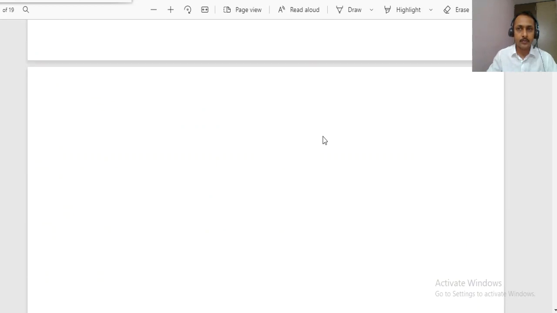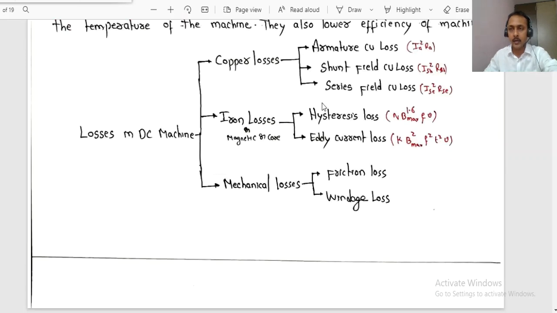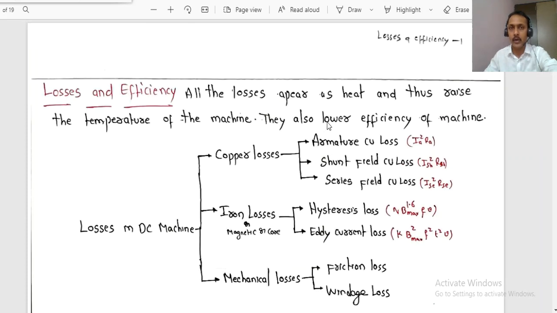If we observe any given system, don't think that the entire input power given will appear as output in the process of the conversion from one form of energy to another. Whatever the input energy given, the entire energy will not appear as output. Definitely there will be some amount of losses.